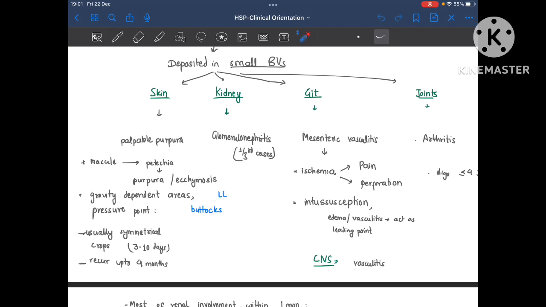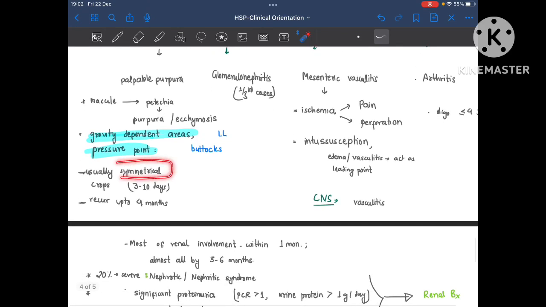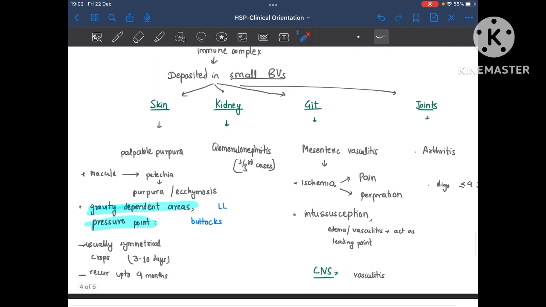Now, the important part is it is present in the gravity dependent areas and pressure points, right? Extensor surface, gravity dependent area, pressure points. Henoch purpura involves those sites. Usually symmetrical on both limbs. It is present in crops for 3 to 10 days, and it can recur up to 4 months. This is the skin lesion.